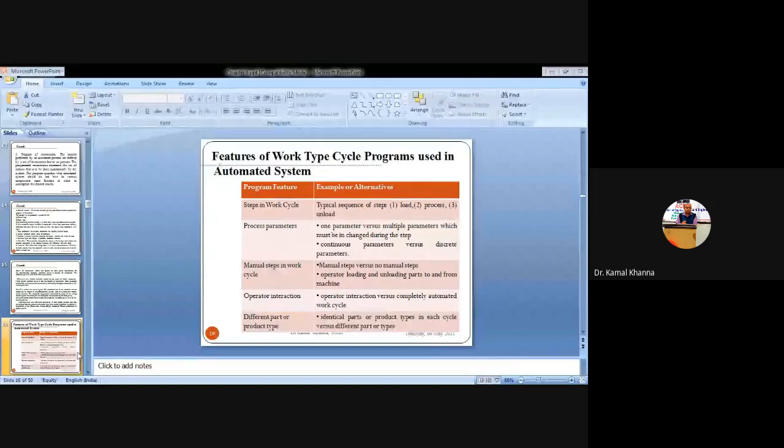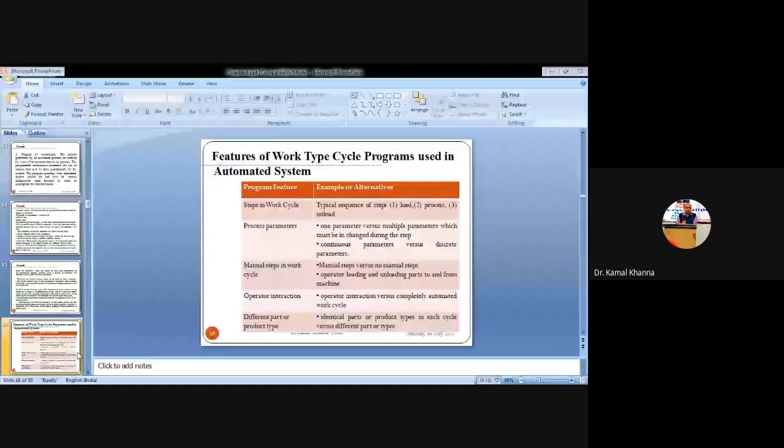Next is the manual steps in the work cycle. How a particular work cycle is being performed manually, using manual steps versus no manual steps, or the operator loading or unloading parts to and from the machines. That is, the skilled worker is handling the specimen as well as the tool in the tool spindle, for uninstalling and installing. And these are the features of the work cycle programs used in automated systems.